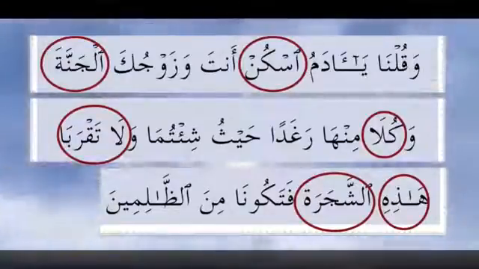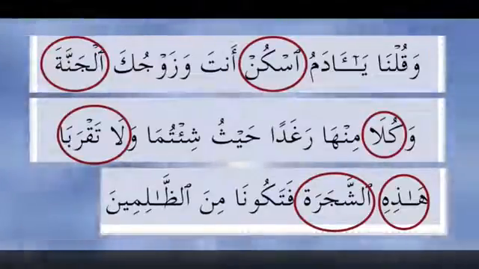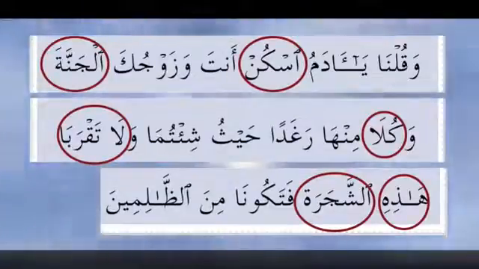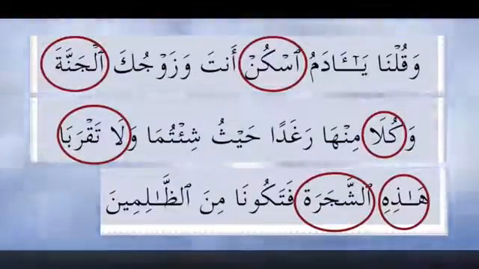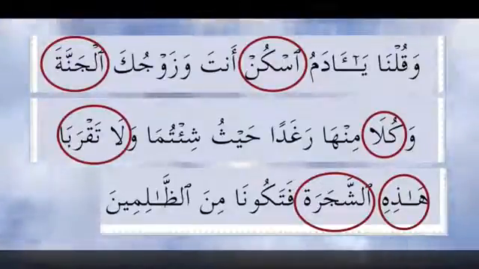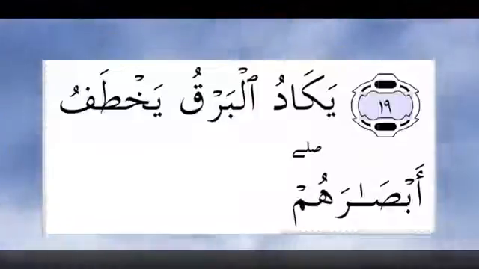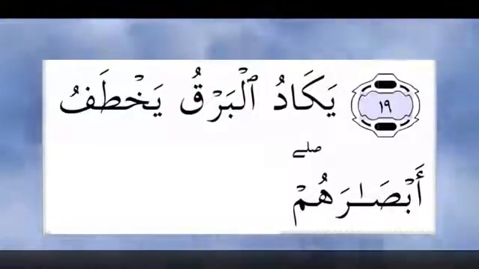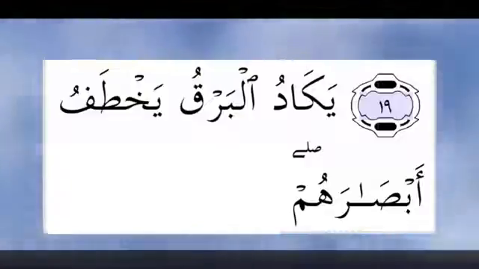So you both will be min az-zalimin, from those who transgressed. Min az-zalimin. Subhanallah. So these are the different types of fi'l, amr and la nahiya, which make the fi'l majzum. So going to the verb kada yakadu, which we learned. We know kada yakadu is an incomplete verb and it needs ism and khabar.